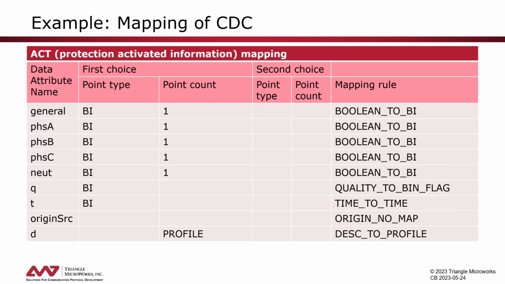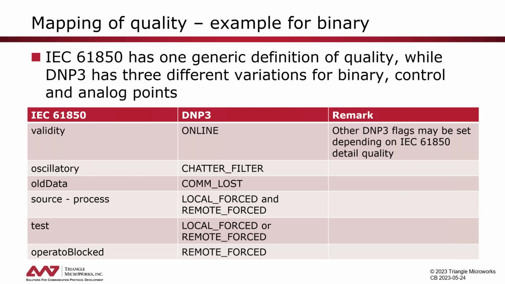Okay, now let's have a look at the mapping of quality. IEC 61850 has a generic definition of quality. However, DNP3 has different variations for binary, control, and analog points. And what I show here is the mapping of quality for binary information. So in 61850, what is relevant for binary information is the validity, where we have basically valid, invalid, or questionable. This maps on the DNP3 flag online.